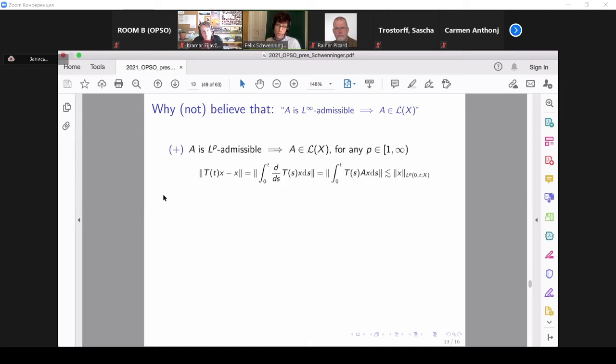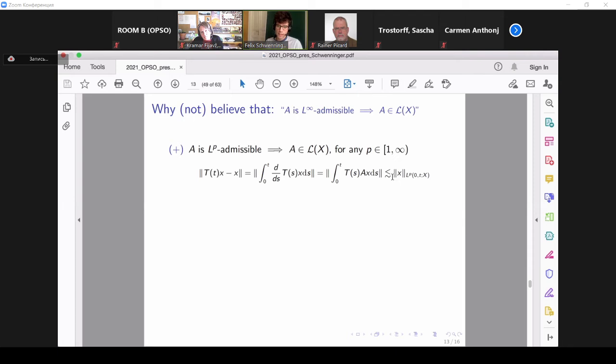The proof is as follows. You show that the semigroup is uniformly continuous by simply looking at T(t)x minus x in norm. In the first identity, rewrite this by introducing an integral and the derivative of the semigroup. You can do this first for x in the domain of A, then this is formally well defined. Then you rewrite this using the generator, pull the generator out of the integral, and use the assumption that A was Lp admissible. This assumption gives us not only that this integral is well defined as an element in X, but also that there is a norm estimate. This is a closed graph consequence.